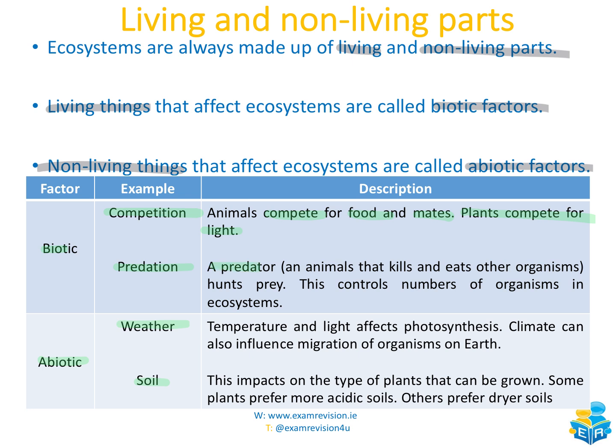Predation is where a predator, an animal that kills and eats another organism, hunts its prey. This is going to control the number of organisms that might be in an ecosystem. But again, this is a living factor that affects the ecosystem, so it's a biotic factor.